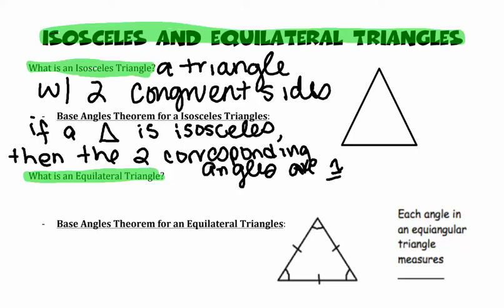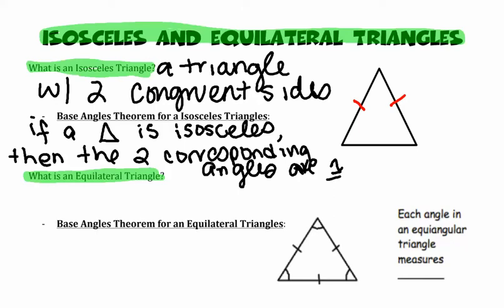So if I look at this picture that I have here, it looks isosceles, but I can't assume it to be isosceles. The only way I could assume it to be isosceles is if I had these tick marks there, because those tick marks mean they're congruent. So then since I have two congruent sides, I know it's isosceles.